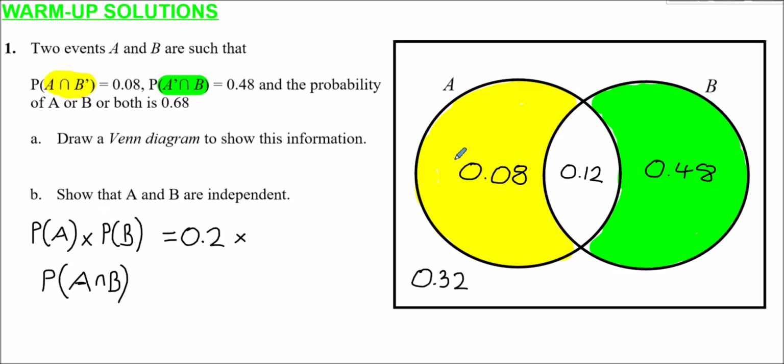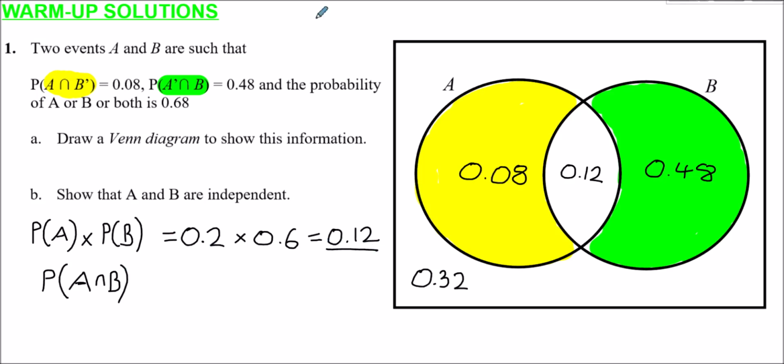And then for B, the chance of the event lying inside B is this region of B, 0.48, plus this overlapping region of B, 0.12, because this is also part of B. So 0.12 plus 0.48 is 0.6. So therefore, the probability of A multiplied by the probability of B is 0.2 multiplied by 0.6, which gives us 0.12.